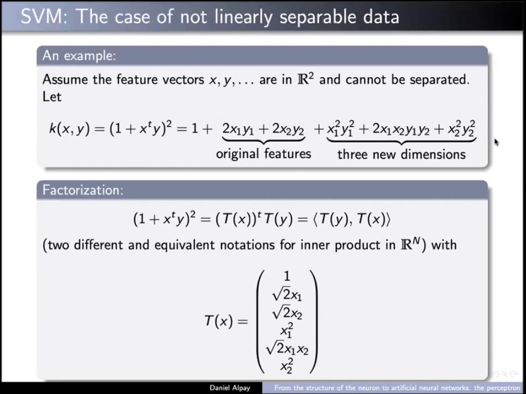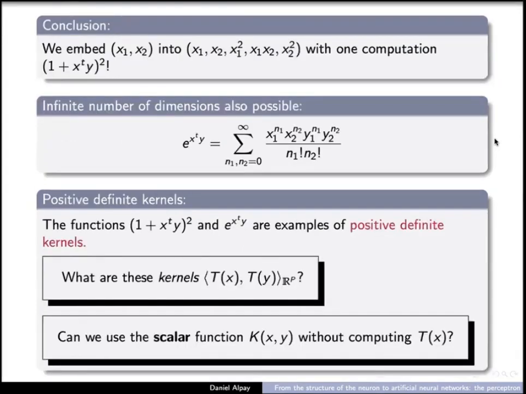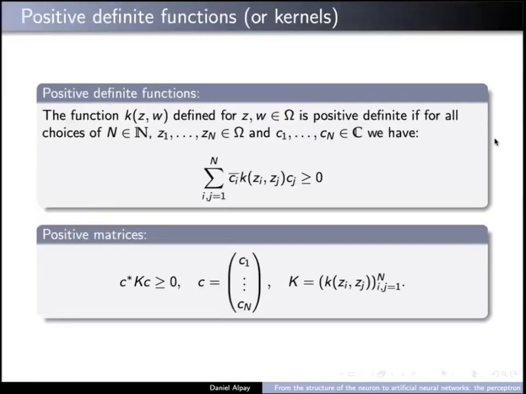Is there a way to characterize these functions independent of a t? So there would be two different facts. First, I characterize them in a way independent of a t, but I know there is a t, so I know it corresponds to what we want to do. And these are called positive definite functions.